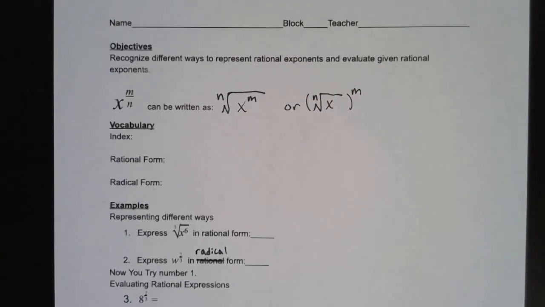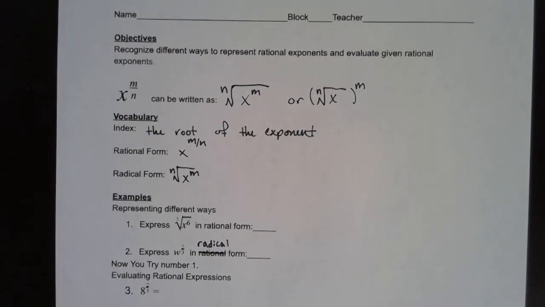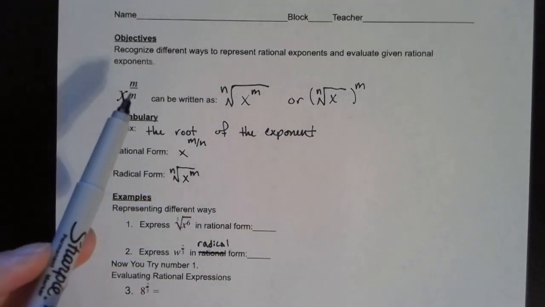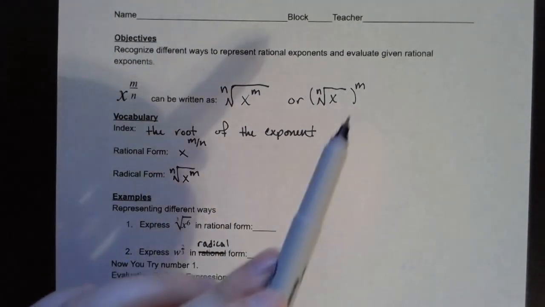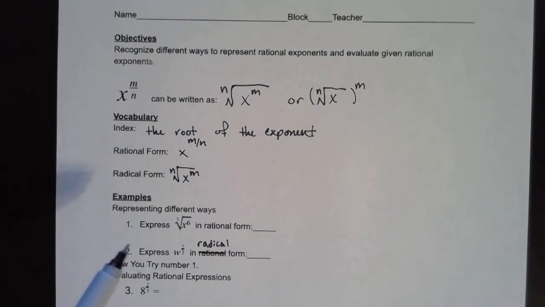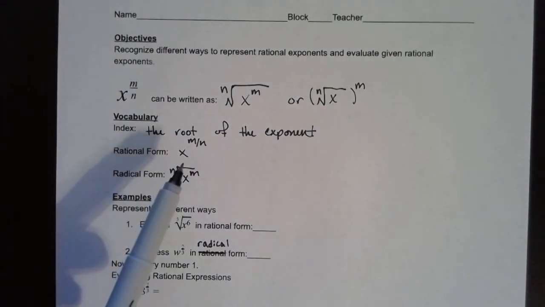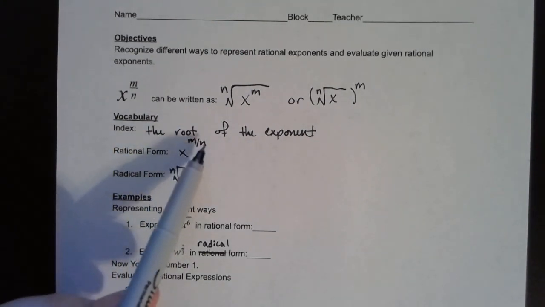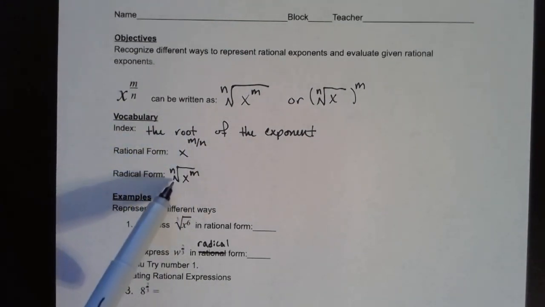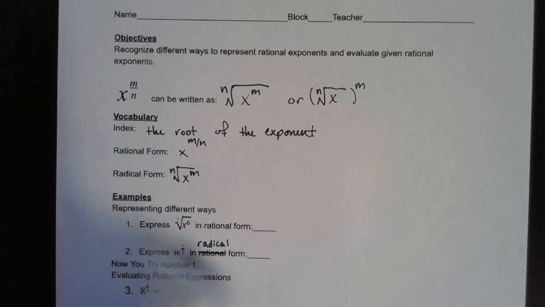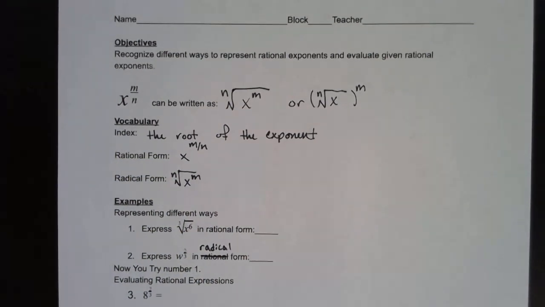So now we have some vocabulary down here. First, the index, that's the root of the exponent. So that's the n value here. The rational form is when we have it as a ratio, the exponent m over n. Radical form is when we're using the radical symbol, okay?